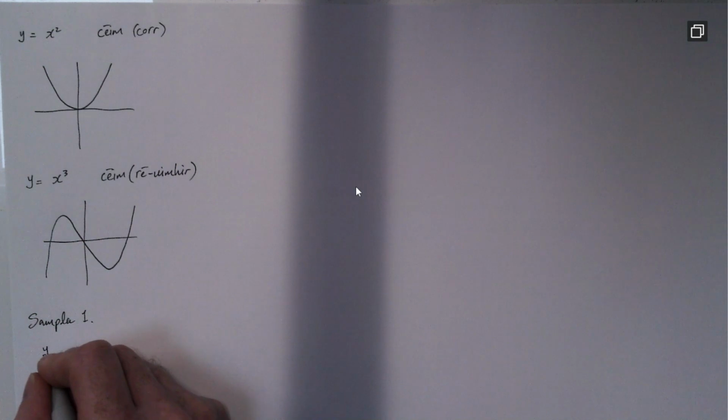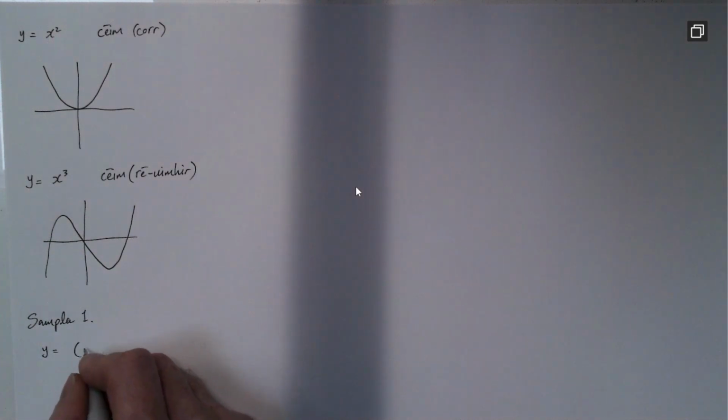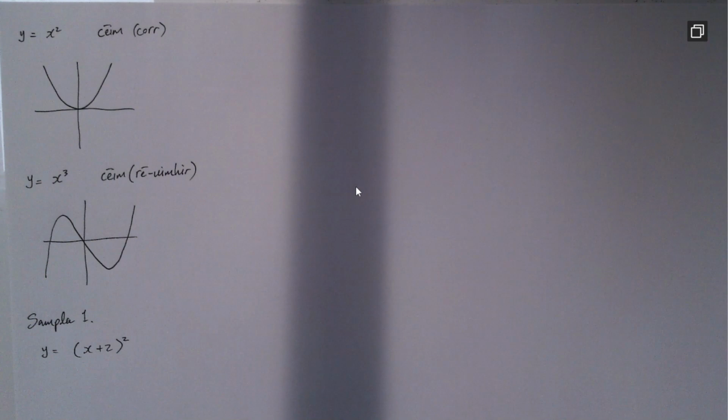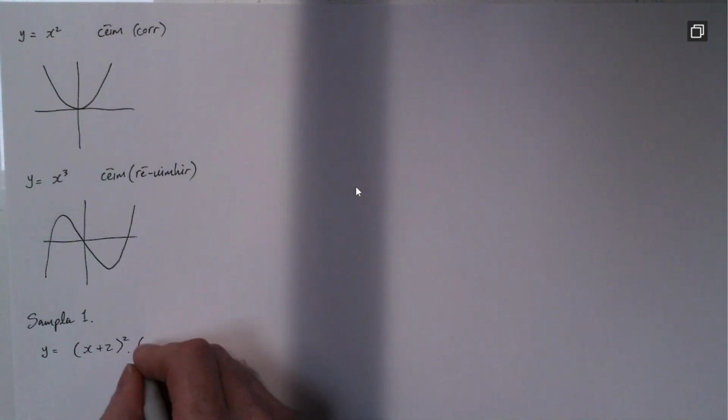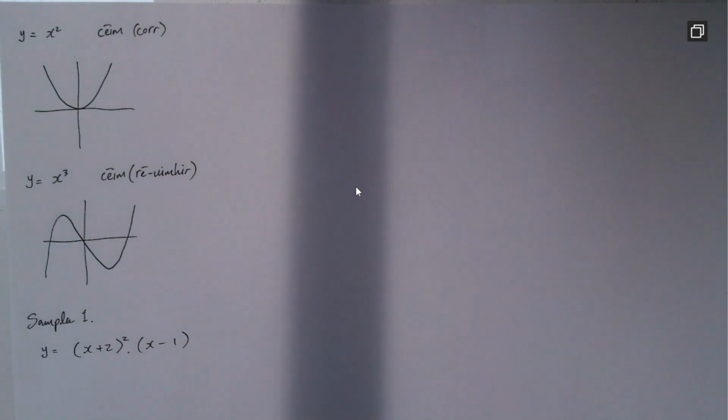Here is the example: y equals, in factored form, (x plus 2) squared times (x minus 1). Draw the graph.